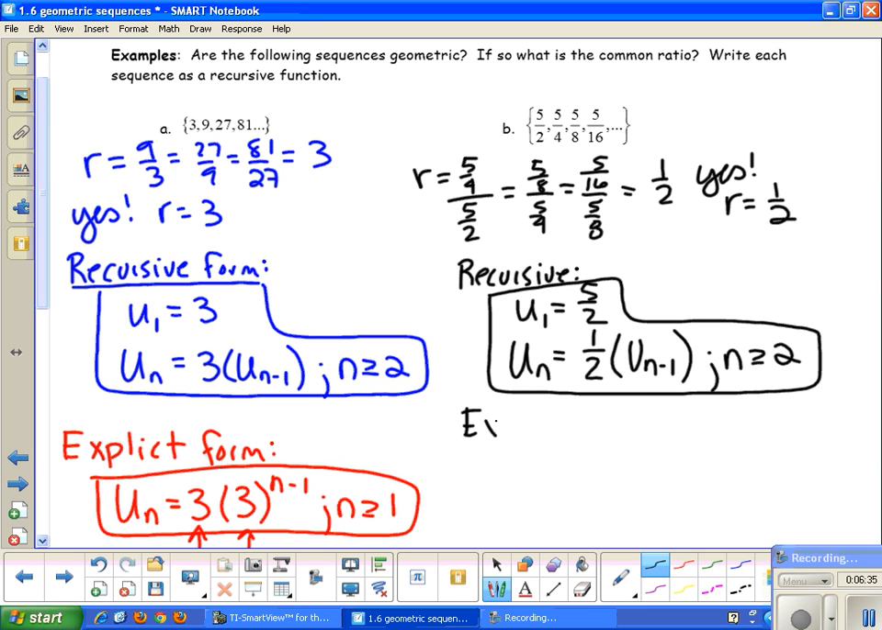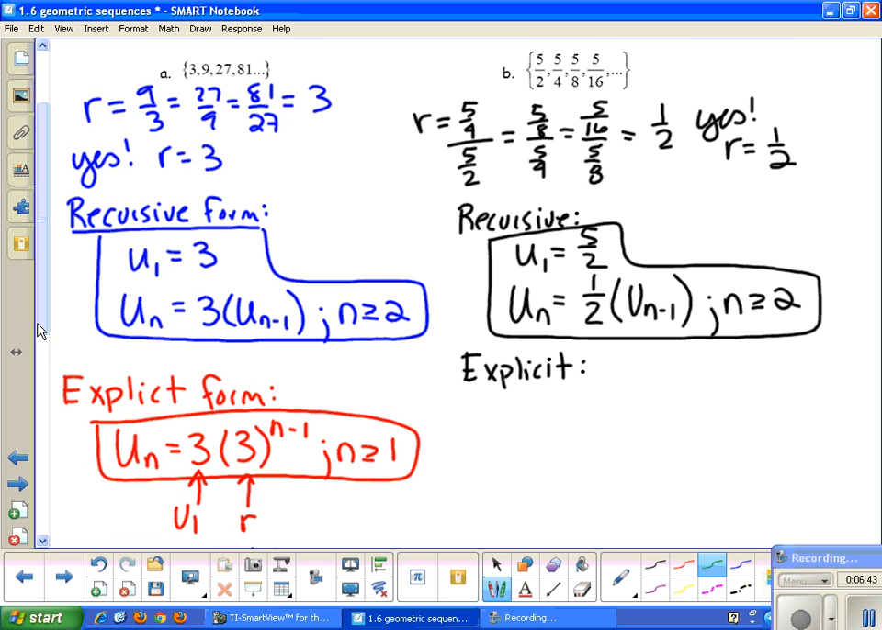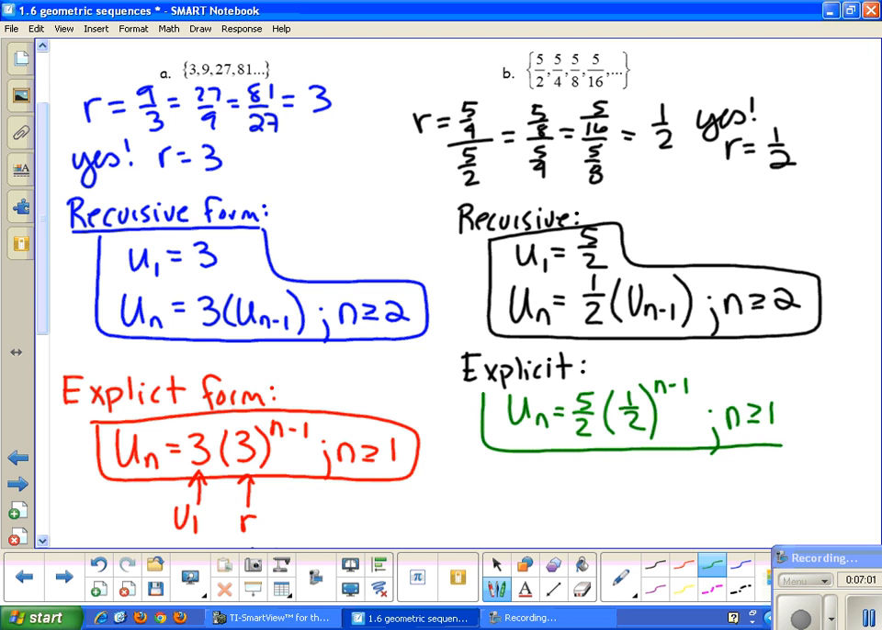So then explicit form, so for this one, the formula would be to find the nth term. I'm going to take my first term, which is 5/2, times my common ratio, 1/2, to the n minus 1 power for n value greater than or equal to 1, because that's what my first term starts off with. So this would be my formula for explicit.